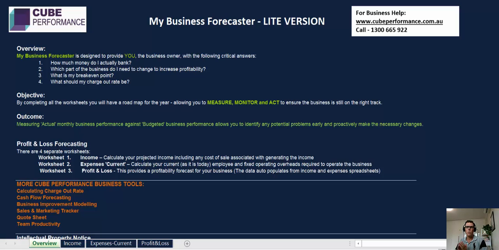My Business Forecaster tool allows business owners to get an understanding and plan for the next 12 months. At the end of the next 12 months, as a business owner, I'd like to have, after I draw a wage and pay everything, another $150,000 in my kick because I just want to pay off the mortgage.